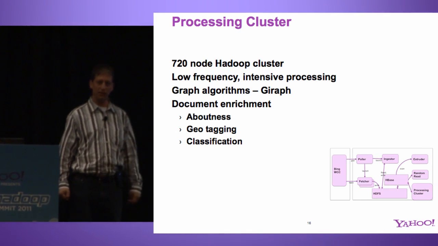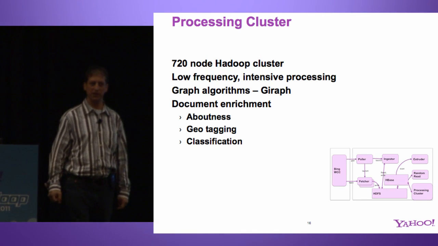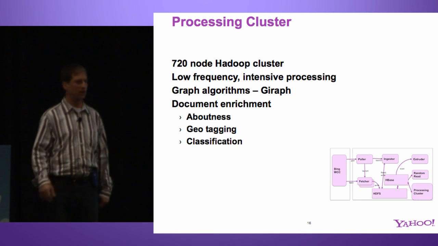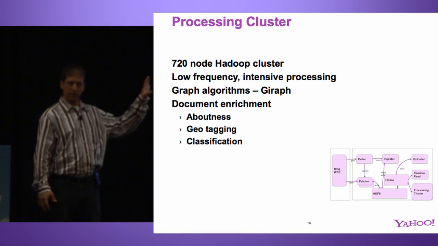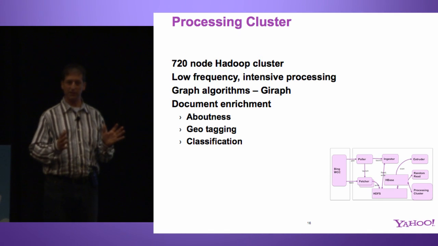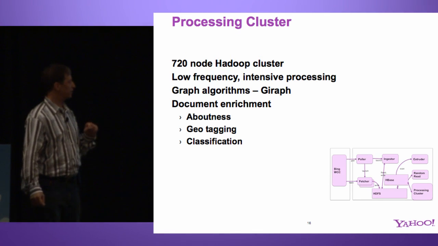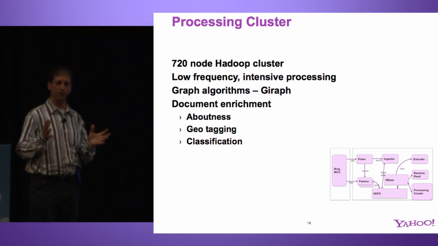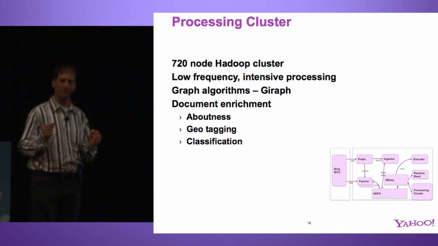So once in a while, low frequency. So we're talking here once a week, once a month, days. It goes in, it copies a large subset or even everything that we have inside HBase, and then it does heavy lifting processing. Things like graph algorithms, computing our version of PageRank or HostRank.